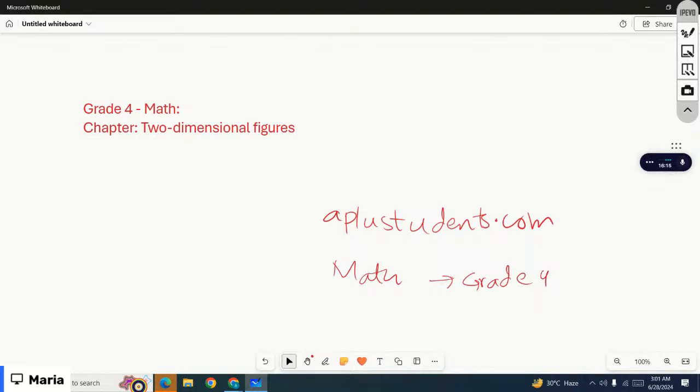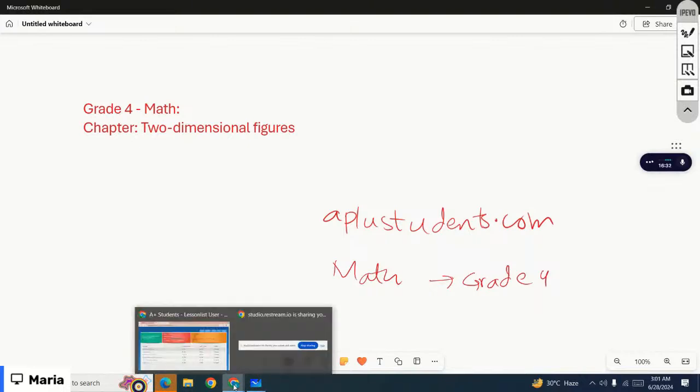Here you can find a list of the chapters. We're going to start with the chapter 2 dimensional figures. Please make sure you have your notebook and pencil so that you can take examples and definitions as well, right?